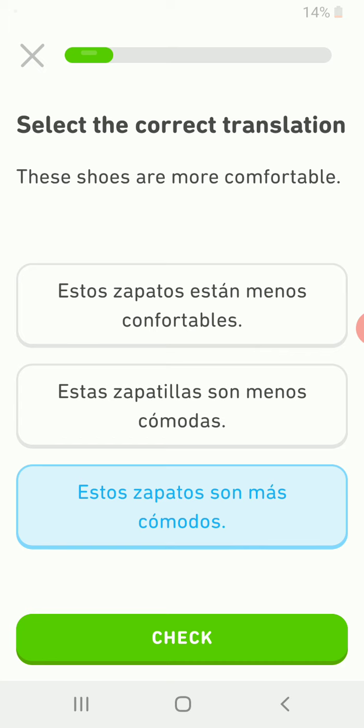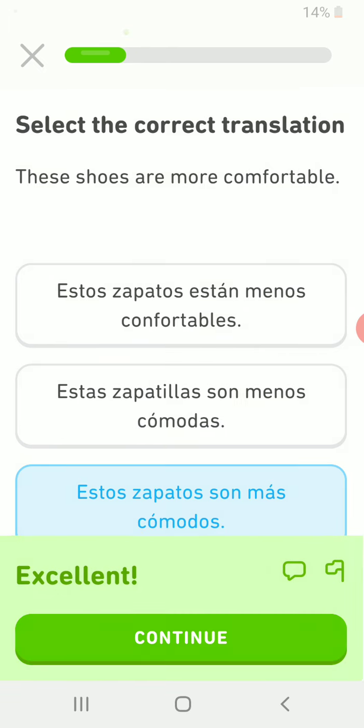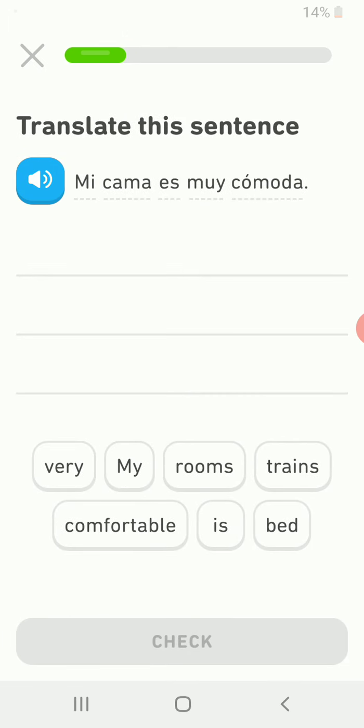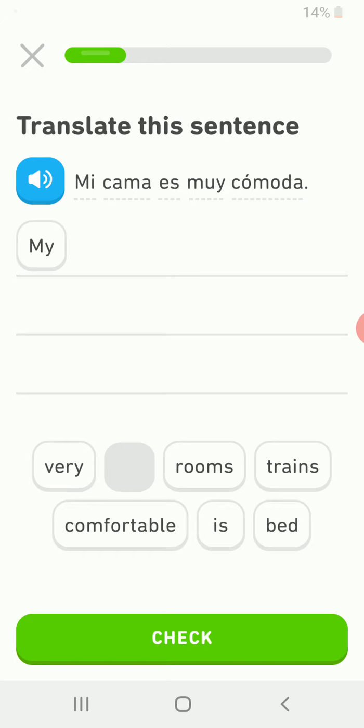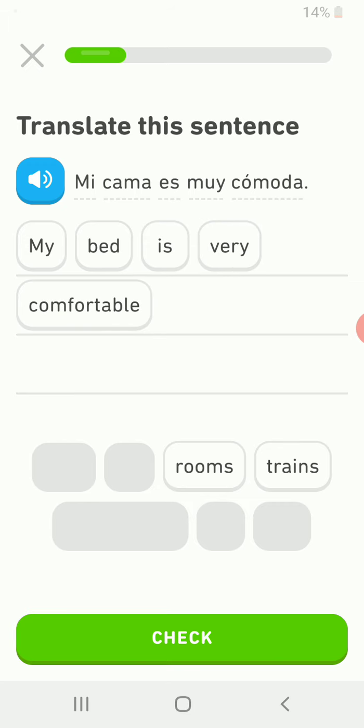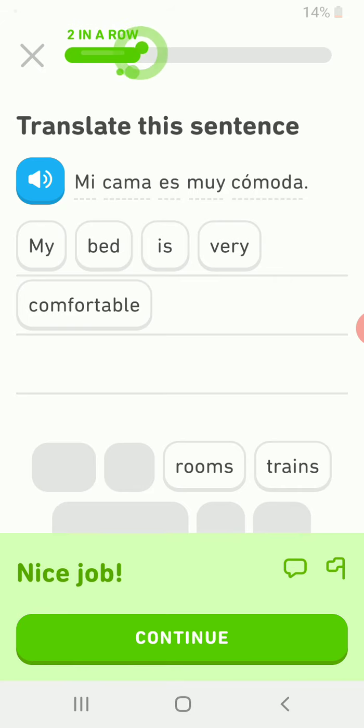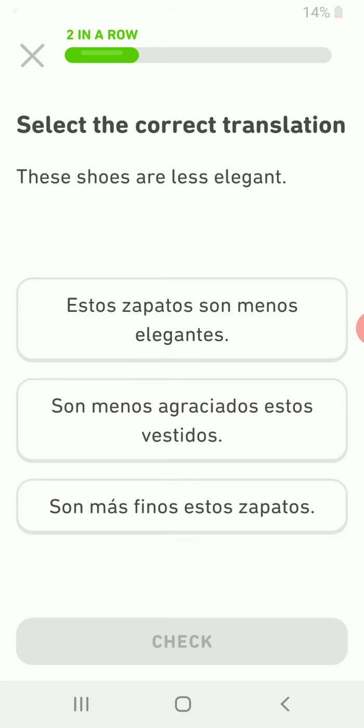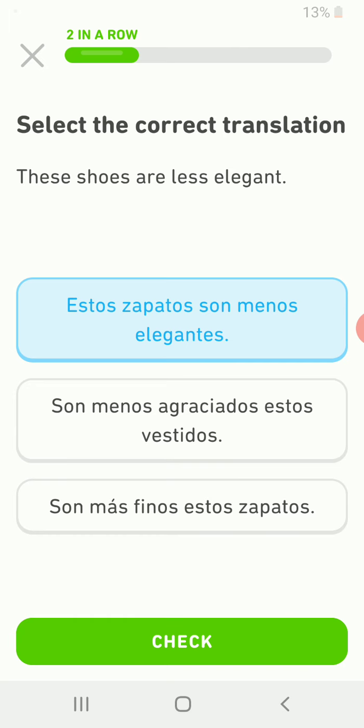Cómodas. Cómodos in this case because Mi cama es muy cómoda. Mi cama, it's my bed, es muy cómoda. Mi cama, my bed, is muy, very comfortable. So más and muy is just very, but más it's more. These shoes are less elegant. Estos zapatos son menos elegantes.